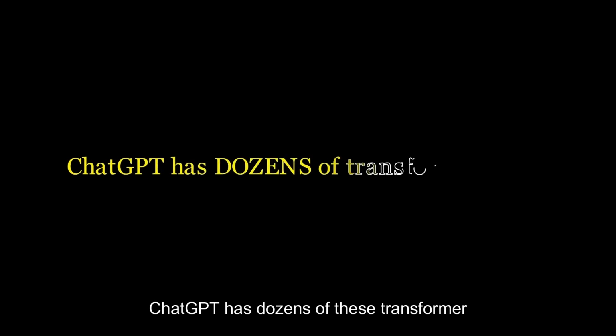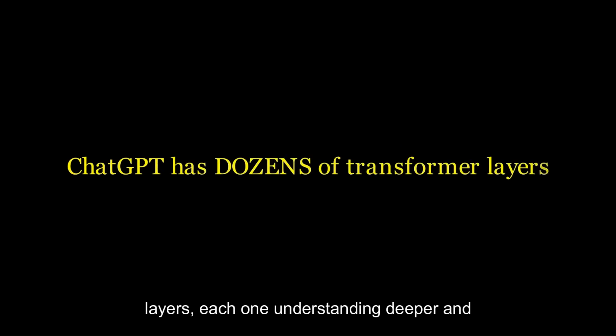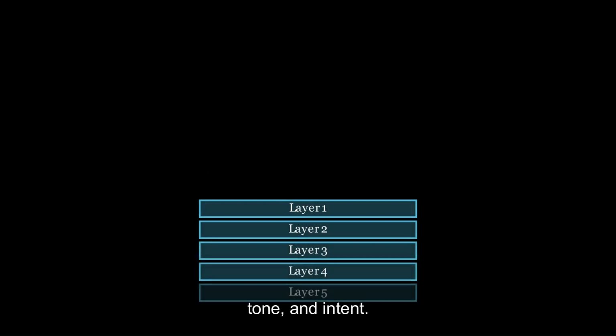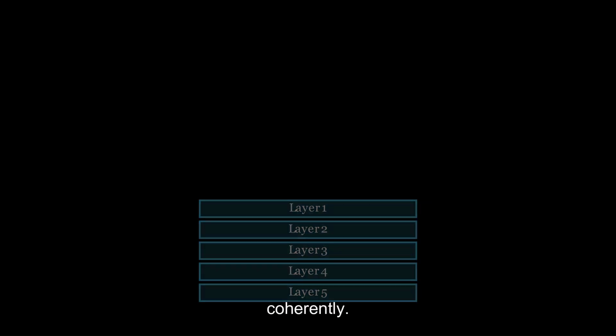ChatGPT has dozens of these transformer layers, each one understanding deeper and more abstract patterns. The first layers might understand basic grammar. Middle layers understand sentence structure and relationships. Final layers understand complex reasoning, tone, and intent. This is why ChatGPT can understand context across long conversations, remember what you said earlier, and respond coherently.